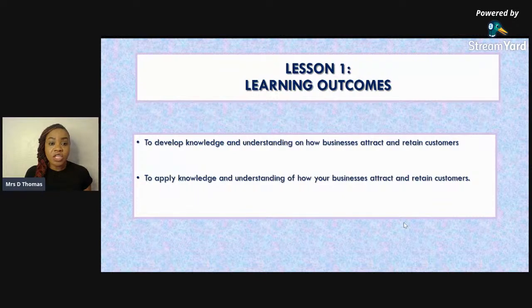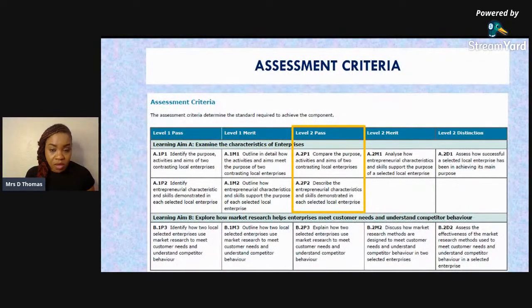So 2 main things you need to know is, for this unit, you need to develop a knowledge and understanding of how businesses attract and retain customers. Also, you need to apply knowledge of understanding how your business attracts and retains customers. This is assignment 1 for unit 1. These are all the criteria that you will need to complete here, but for this video, we will be looking at P1 and P2.